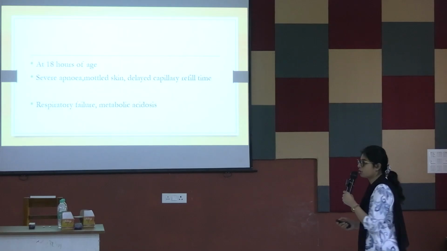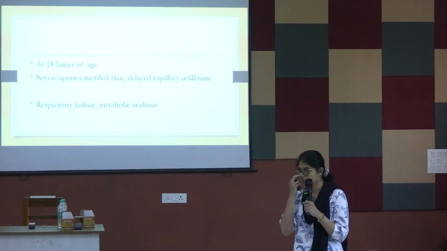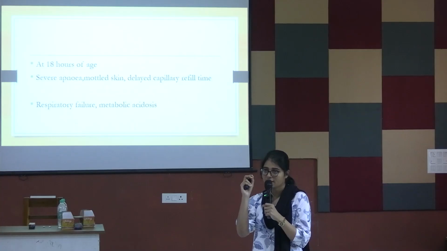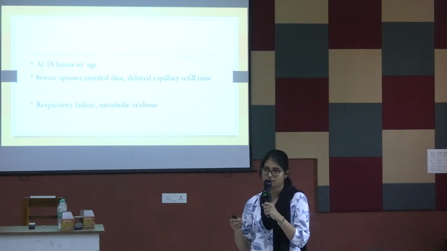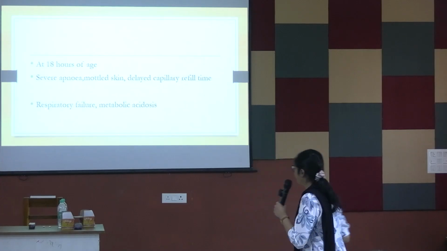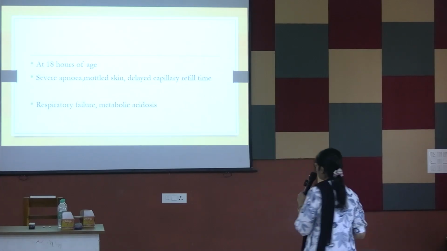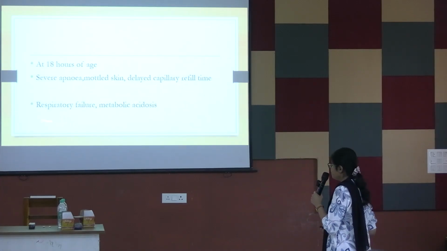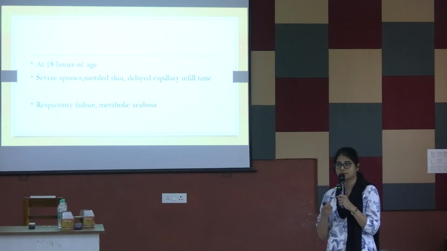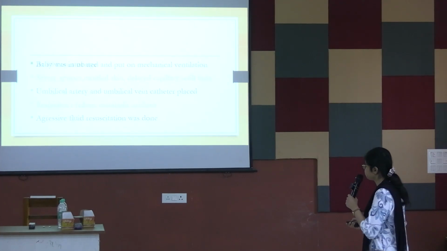Mottling of the skin. Mottled skin means the skin's color is becoming whitish and also pinkish. The color is uneven. At areas it is whitish and pinkish as well. That is called mottling. It means the perfusion, the skin circulation, is affected. And also delayed capillary refill time. Then ultimately the baby lands up in respiratory failure and also has shock, that is metabolic acidosis.